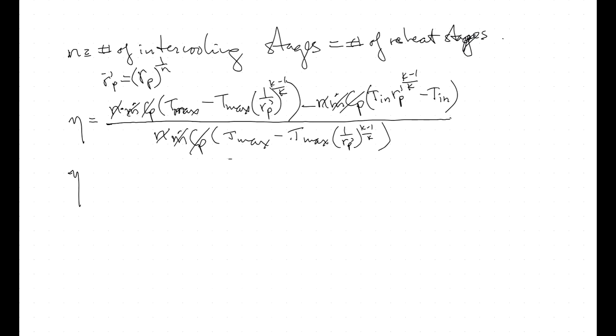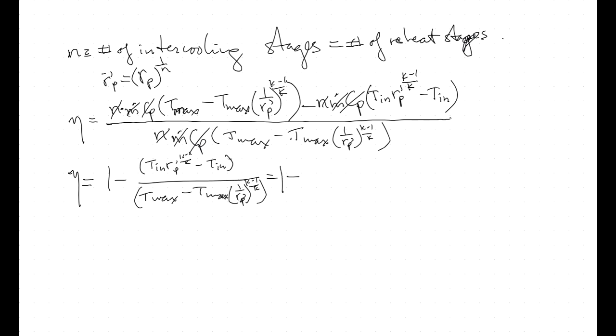So I can write this as equal to 1 minus Tn times RP prime to the (k minus 1) over k minus Tn, like that, over T max minus T max times 1 over RP prime to the (k minus 1) over k, like this. Well, I'm going to simplify it again. This is 1 minus, I'm going to pull a Tn on the top. So this is Tn over, I'm going to pull a T max on the bottom, like that. And now these two brackets, it's RP prime to the (k minus 1) over k minus 1, divided by, and on the bottom I have a 1 minus 1 over RP prime to the (k minus 1) over k.